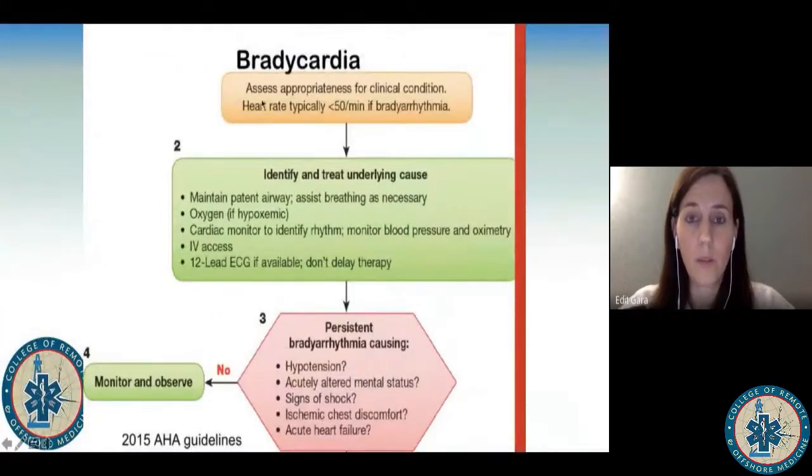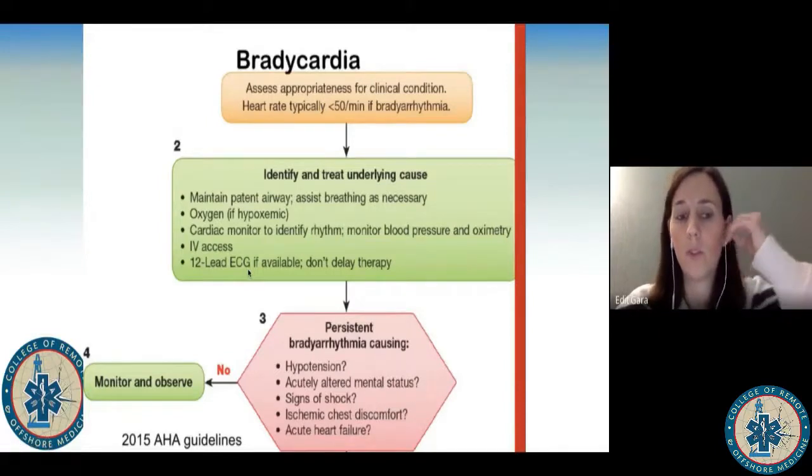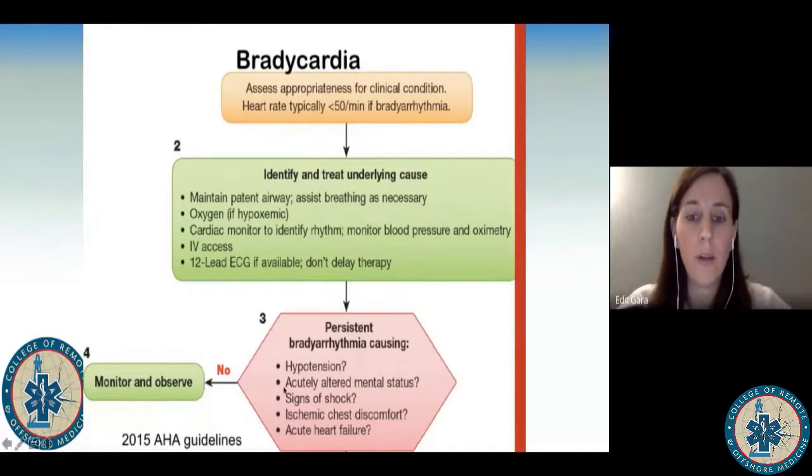So you assess the bradycardia and the appropriateness of this diagnosis. And then you always try to rule out and treat really early on the secondary causes. So it might improve a bit when the patient is no longer hypoxemic. So you always maintain the airway, give oxygen, and put on the cardiac monitor. You don't waste time with the 12 lead, but most of the time it's really useful to have one.